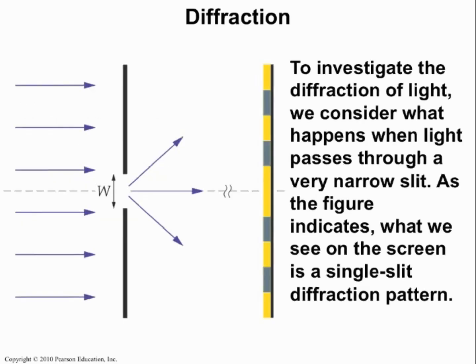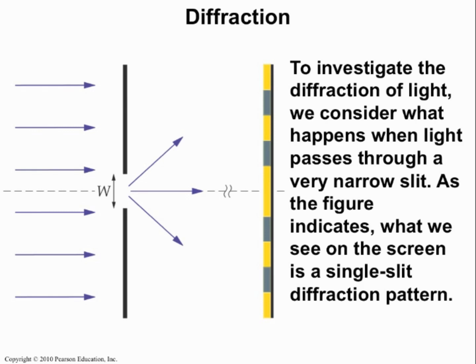So let's look at single slit diffraction, which we briefly mentioned in that animation. To investigate the diffraction of light, we consider what happens when light passes through a very narrow slit. As the figure indicates, what we see on the screen is a single slit diffraction pattern.